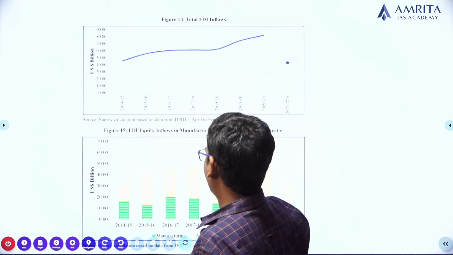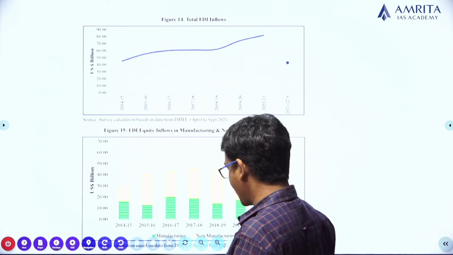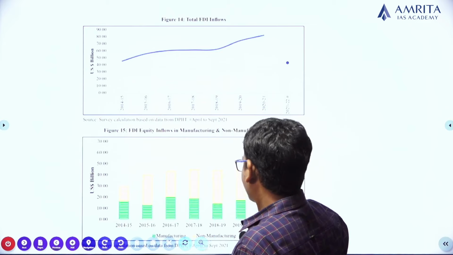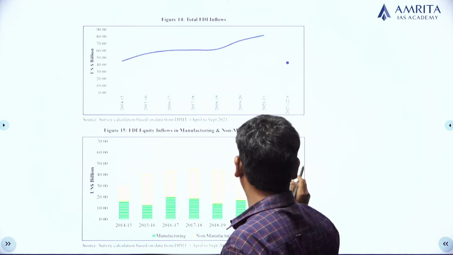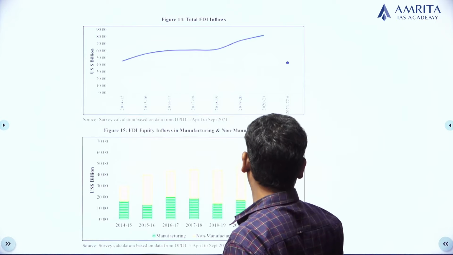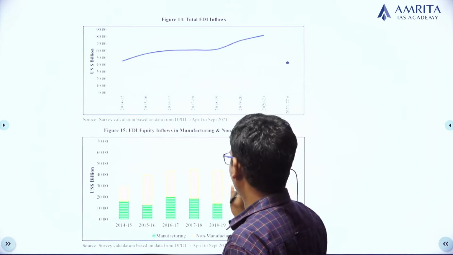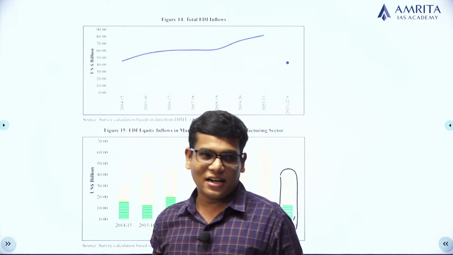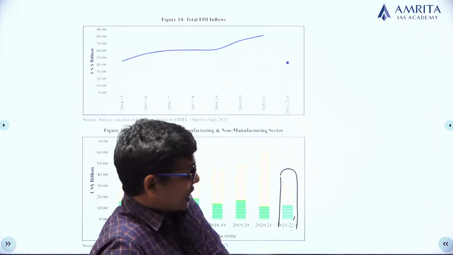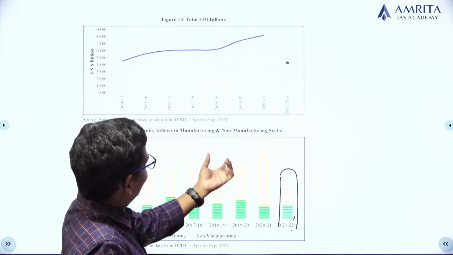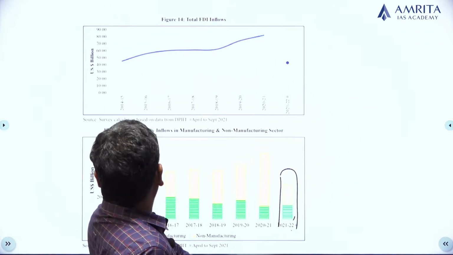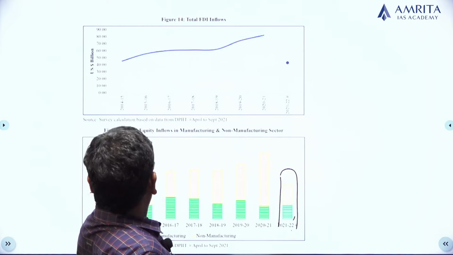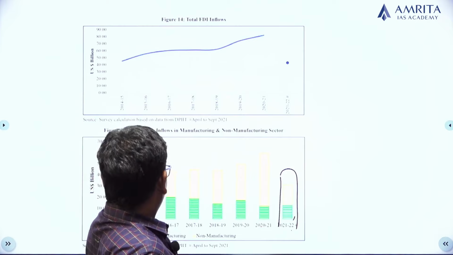Next, FDI equity inflows in manufacturing and non-manufacturing sector. See, this green is manufacturing and this one is non-manufacturing. Anyway, these are the half-year estimates, we will just keep them aside. But if you see this, though we are attracting FDIs, most of the FDIs we are not attracting to the manufacturing sector, but to the non-manufacturing sector. That means we are attracting to the services sector. That is the problem. In 2021, almost $60 billion.